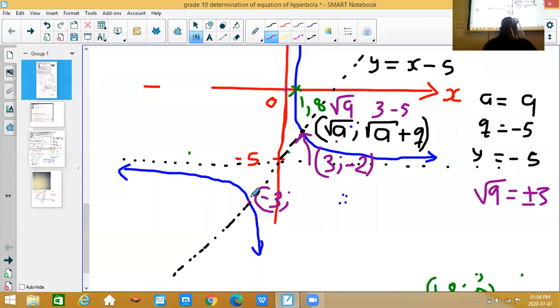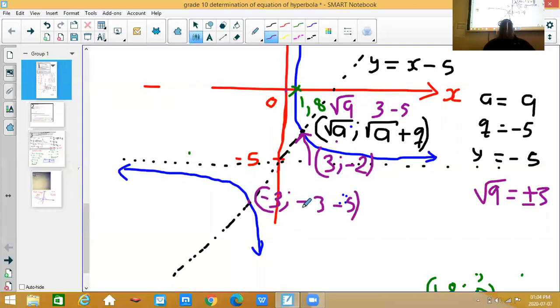So we have negative 3. Are you getting it? On this part, we have taken a negative 3 here. So here you are also going to take negative 3, because you got plus or minus, but here you are going to take negative 3. Negative 3, what is our q? Minus 5.